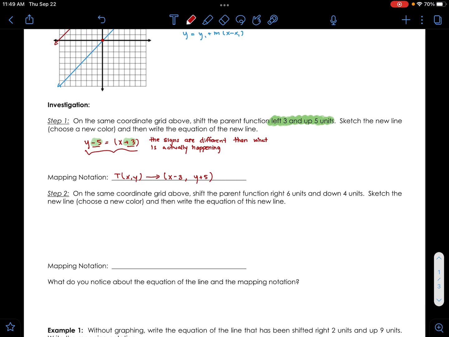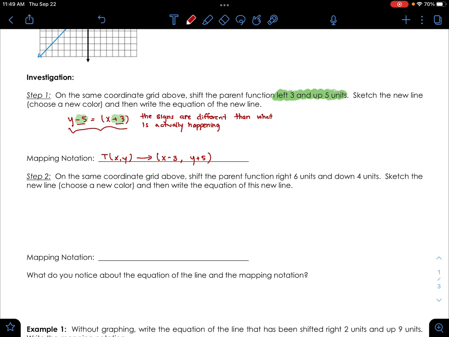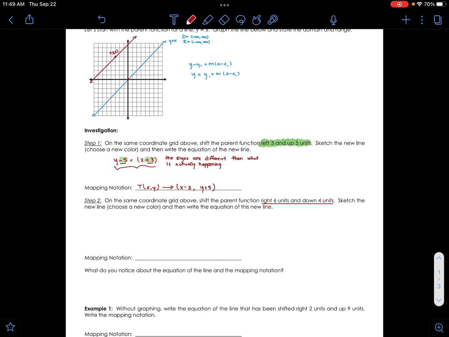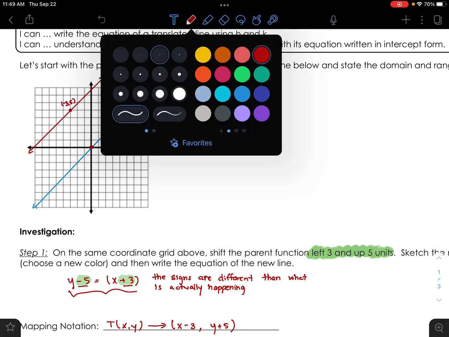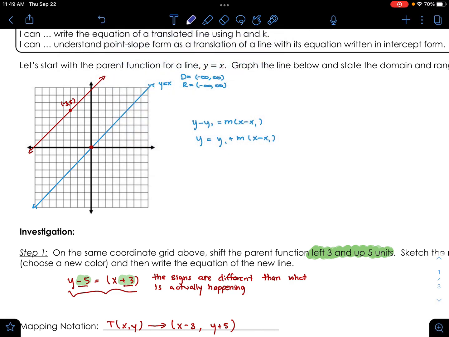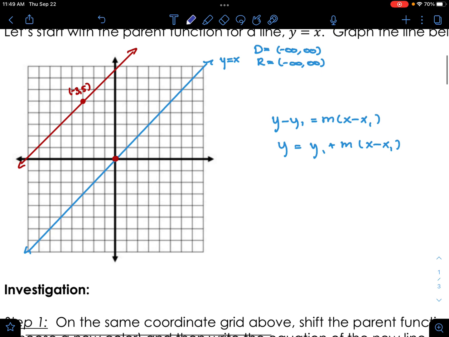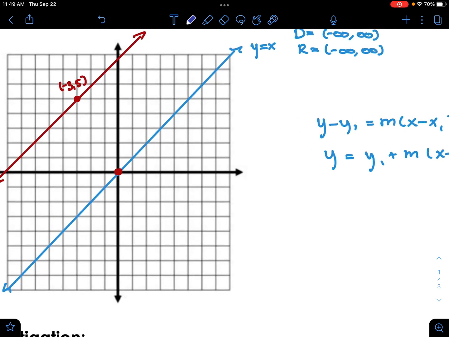If we take a look at this next problem in step 2, it says shift the parent function right 6 units and down 4 units. So if we do that, we're going to go right 6, down 4. So that would be right 1, 2, 3, 4, 5, 6, down 1, 2, 3, 4. And this is our new graph.